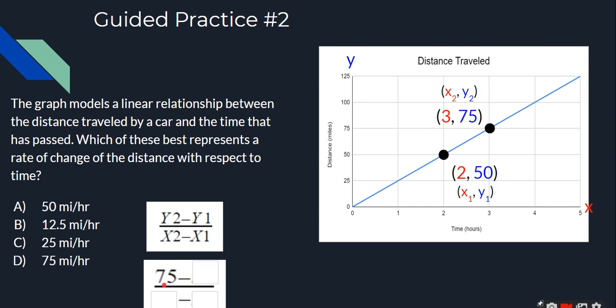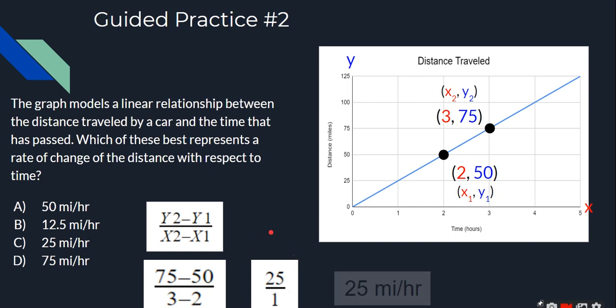We have our y2 being 75 minus our y1 of 50. And now we have our x2 value of 3 minus our x1 value of 2. Let's do the math here. We have 75 minus 50. It's like counting quarters. We have 25 left. And now we have 3 minus 2. That should be easy. We have 1.